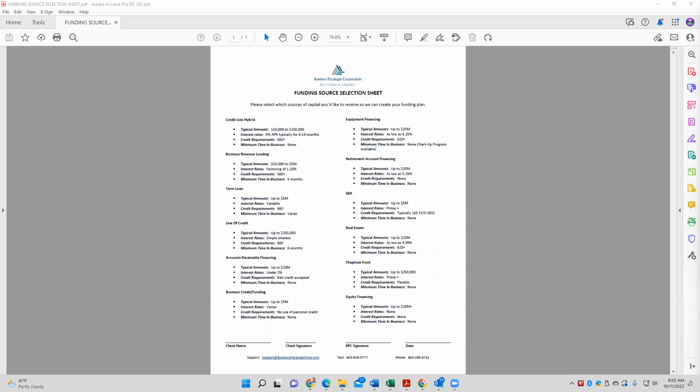So it's kind of a menu-based selling model whereby you're able to show people different options, show prospects different options for funding sources. And people like that.